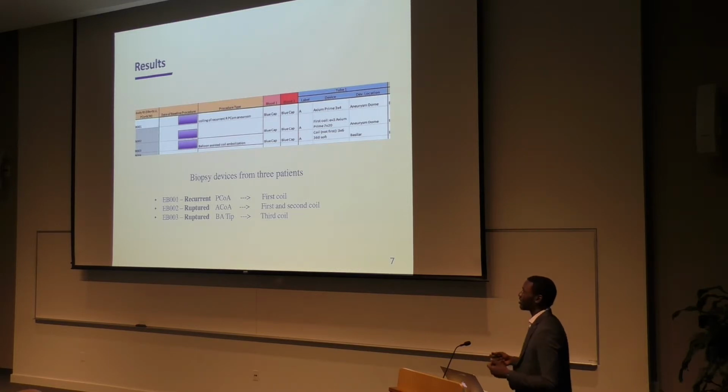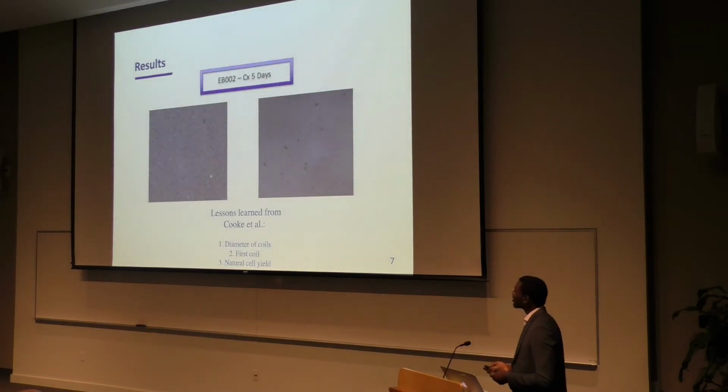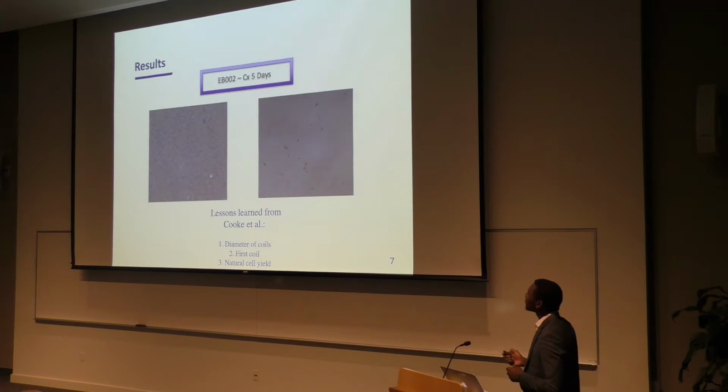And then we will look at the cells under a microscope. So if you look at this image here, these images are from patient number 2, and we let the cells culture for about 5 days. These cells here are red blood cells, which culture. And in this image here, we're hoping to have some endothelial cells within some of these clumps.